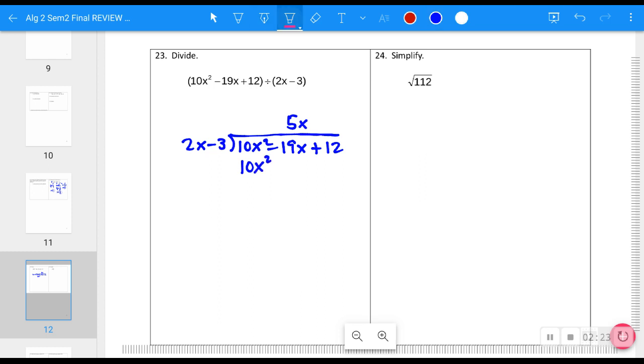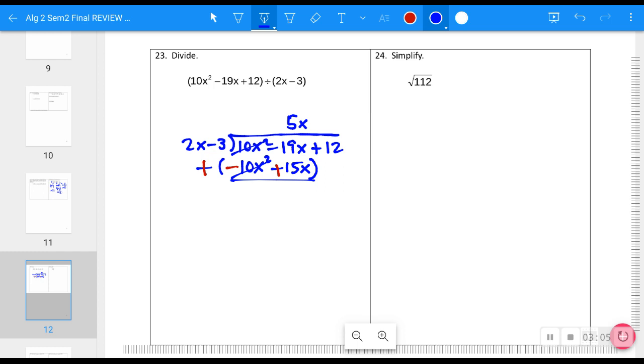So 5x times 2x gives 10x squared, and we want that to match with the one above it. Then you finish the job here: 5x times negative 3 is negative 15x. The next step in this process is you subtract that expression, but you're actually better off if you add the opposite. So I'm going to make this an adding and then change these to their opposite signs. If you do that correctly, when you add these, they should always cancel.